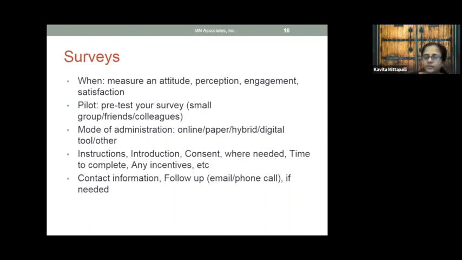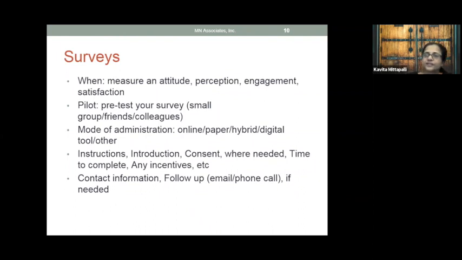Now we are accepting more online surveys as compared to paper surveys, which are a complete pain to enter the data, do the analysis, do the cleaning, and whatnot. So online survey is the most common mode of administration of a survey. And then there's a hybrid and the digital tool.